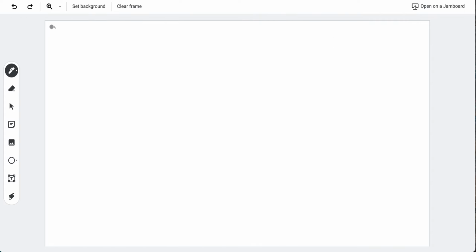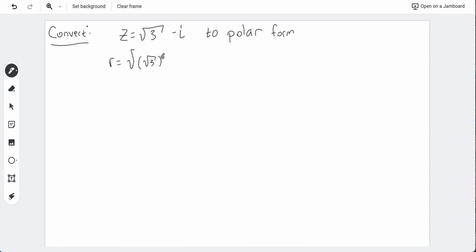Okay. So now that we have that, let's see if we can convert back and forth between the forms, right? Let's do some conversions. So let's say we want to convert z equals the square root of 3 minus i to polar form. If I want to do that, I can get r, right? r is going to be the square root of root 3 squared plus negative 1 squared. Note that as we do this, we're not including the i. We're using the imaginary part, which is just the coefficient of the i. And this is going to give us 2. So we have r is 2.